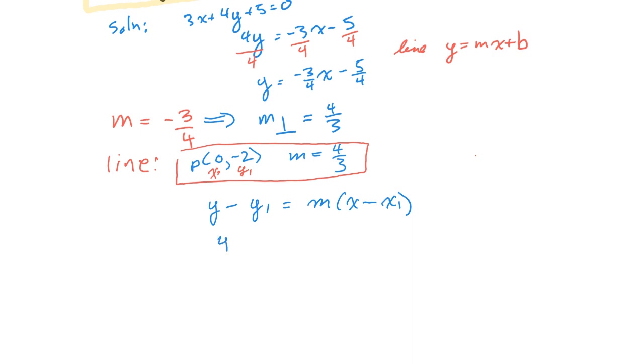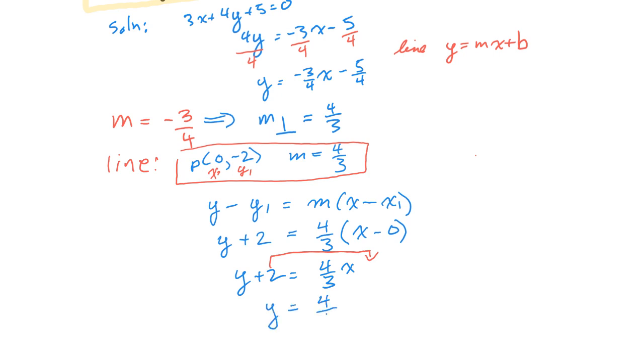Now we end up with y plus 2, since minus minus 2 is plus 2, equals 4 over 3 times x minus 0, which is just 4 over 3 times x. Now we'll move the 2 to the other side of this equation, and we end up with the final equation being y is equal to 4 over 3x minus 2 as our final solution for our graph.